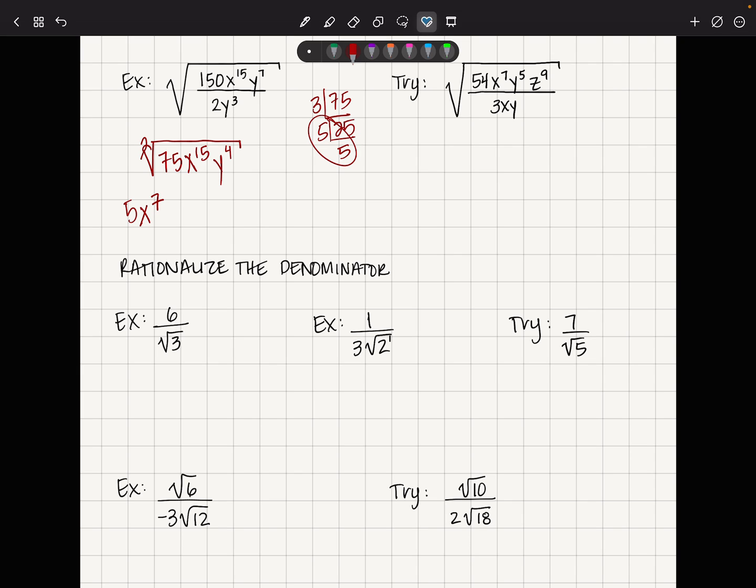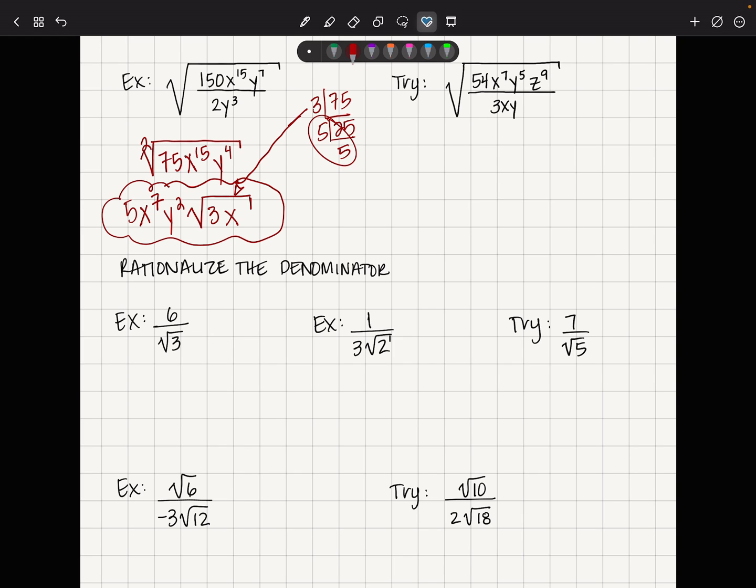2 goes into 4 twice. Now our leftovers, I have a 3 left over. So that was left over, that 3. And then I had an x left over.